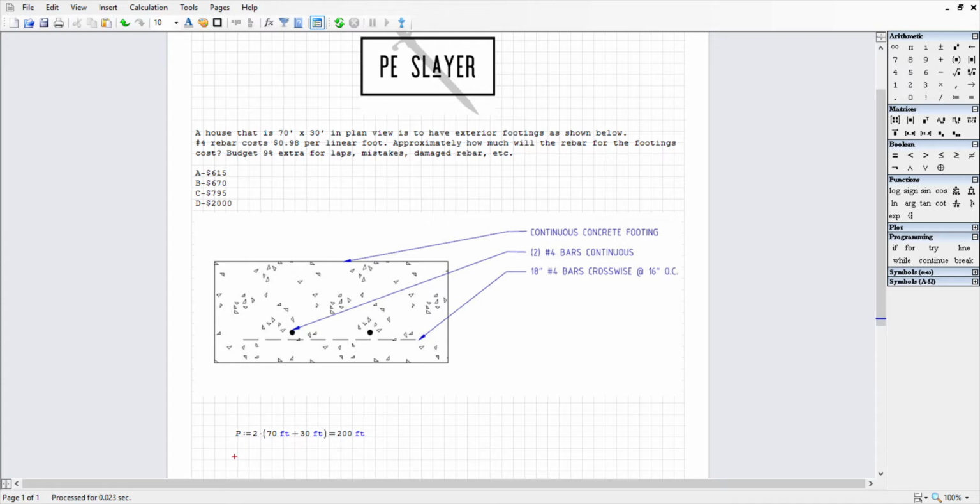Okay, so we need to kind of do this in 2 parts. We're going to find the length of the continuous rebar, and then we'll also find the length of the crosswise rebar that we need. So I'll just say the length of the continuous rebar is going to be 2 times the perimeter, because we have 2 of those continuous bars going all the way around the perimeter, and that'll be it. So it's going to be like 400 feet.